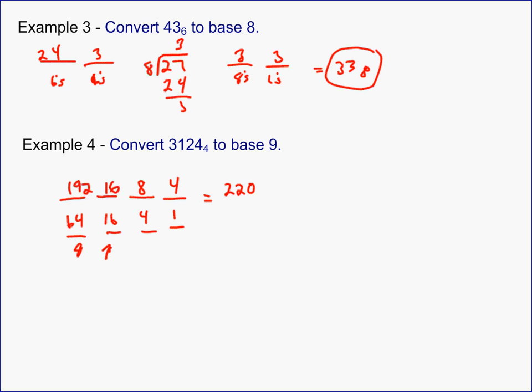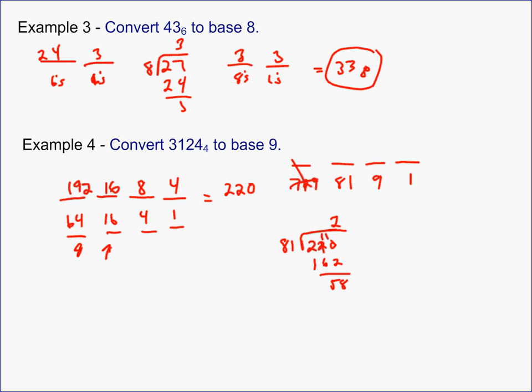Now I want to convert that to base 9, so I've got to think about powers of 9 that go into 220. Obviously 9 does, but what's the next power of 9? 81. So 9 to the 2nd is 81. When we think about 9s, we start with 1s, 9s, and 81s. The next one would actually be 729s. Are there going to be any 729s in 220? No, so I don't have to consider that. So how many 81s are in 220? I think there's going to be 2. That gives me 162, which leaves a remainder of 58.